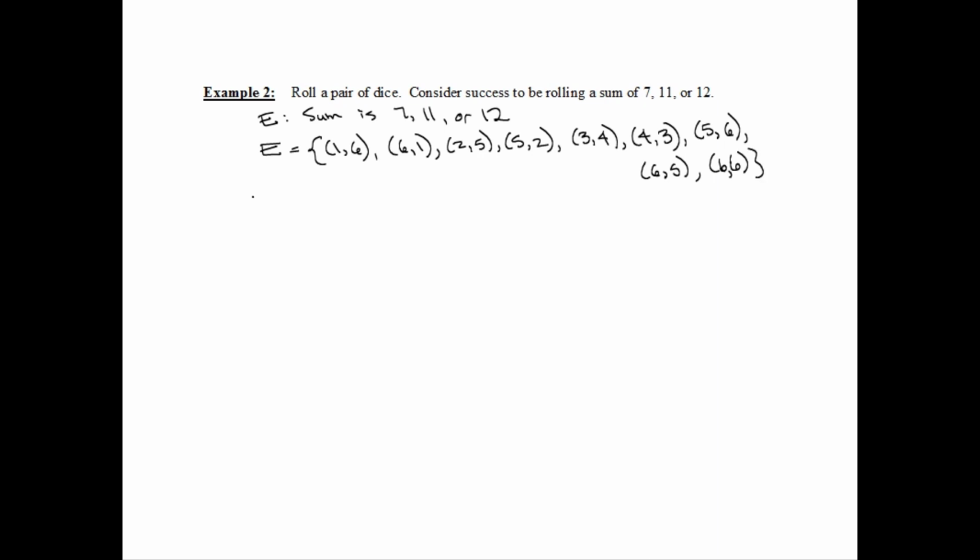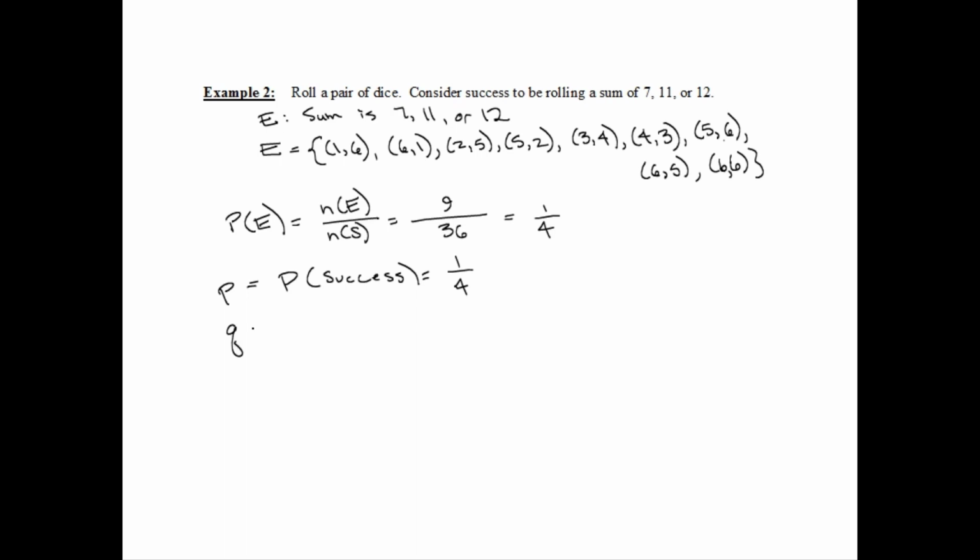And that's our event. How many are in our event? We're going to need that because we're going to count those and divide by the number in the sample space, which is 36 ordered pairs. How many in our event? 1, 2, 3, 4, 5, 6, 7, 8, 9. So 9 out of 36, which is 1/4. That's our probability of success. Therefore, our Q, or our probability of failure, is 1 minus 1/4, which is 3/4.